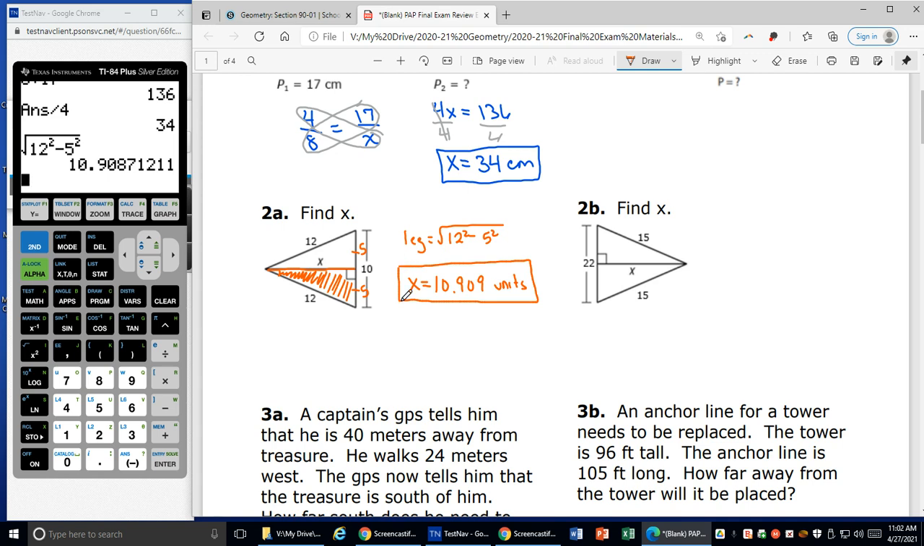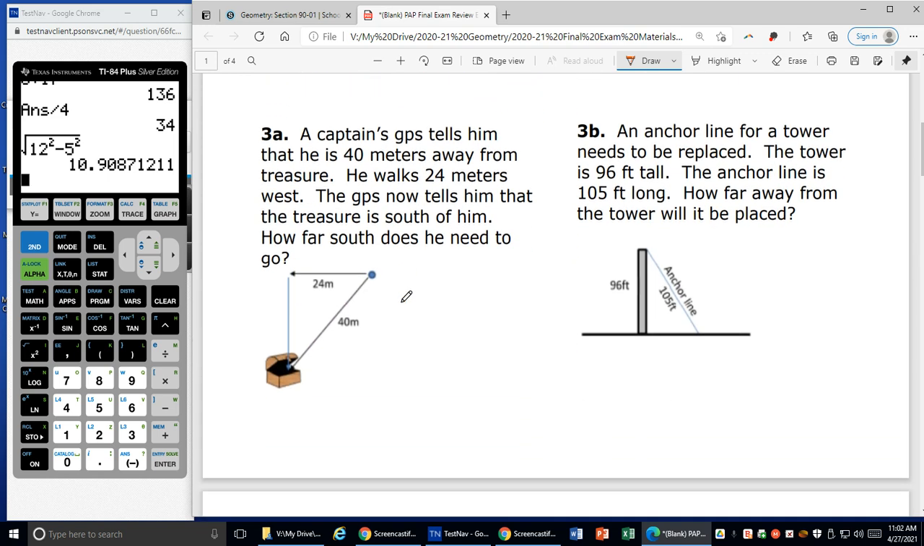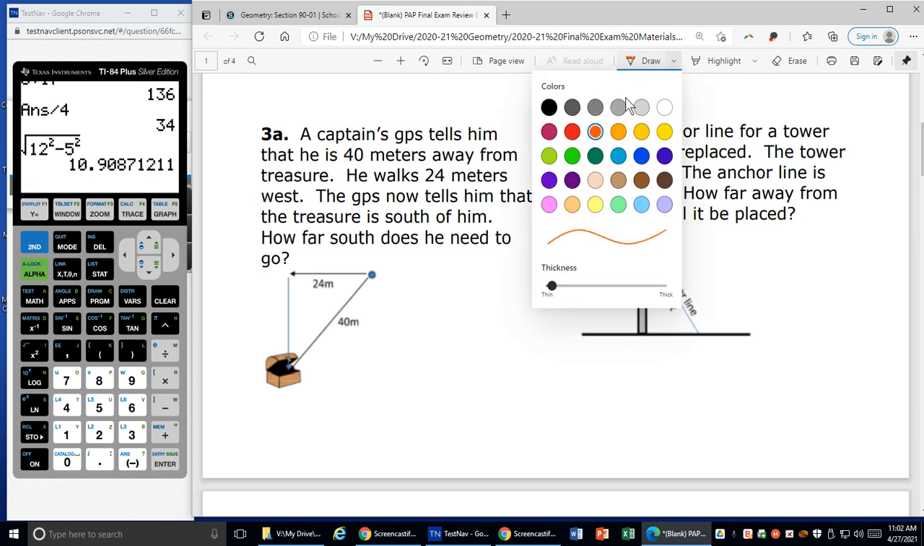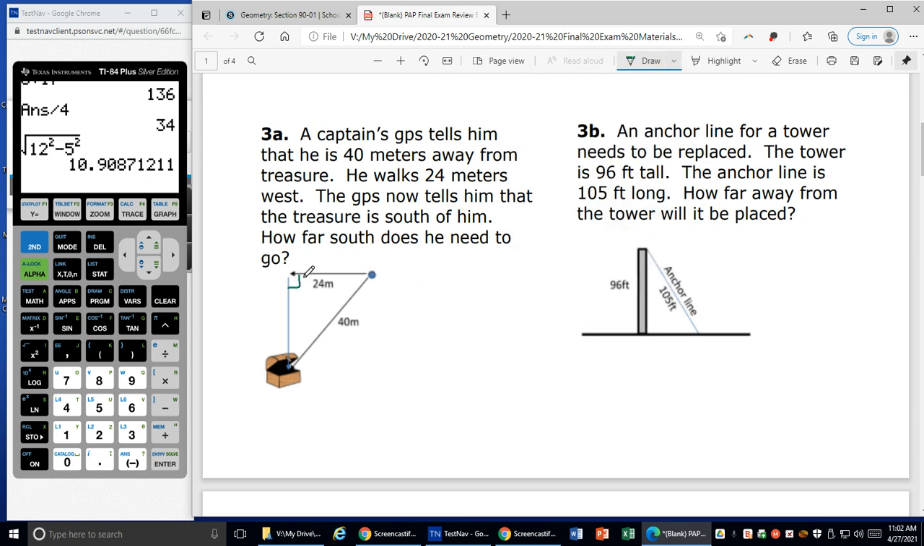Okay, let's look at 3A. A captain's GPS tells him that he is 40 meters away from treasure. He walks 24 meters west. The GPS now tells him that the treasure is south of him. How far south does he need to go? And I have this picture. I know if he moves west and then he moves south, he's making a 90-degree turn. So again, I'm looking for this leg here.